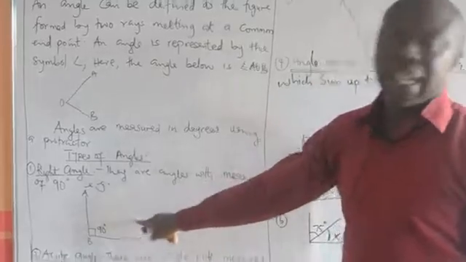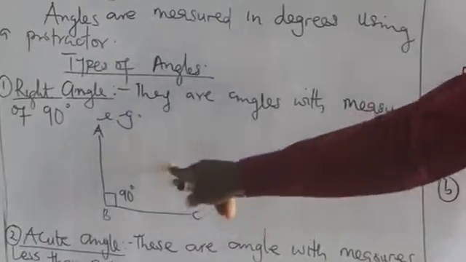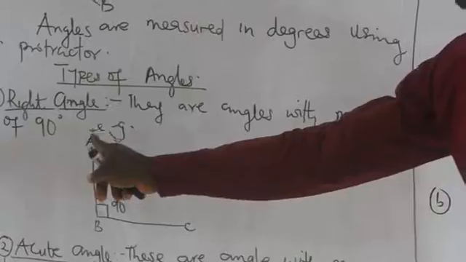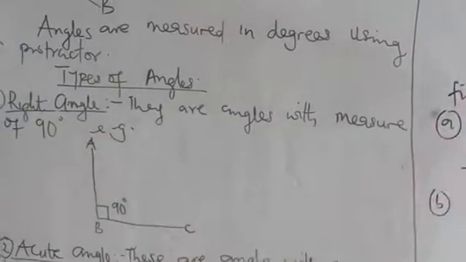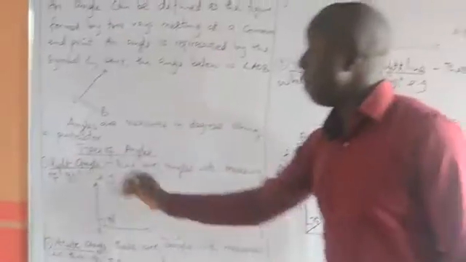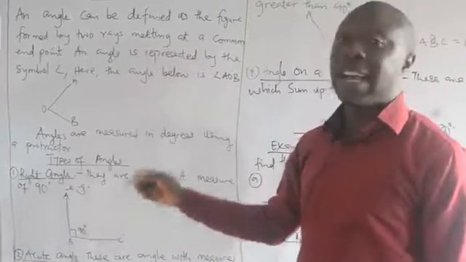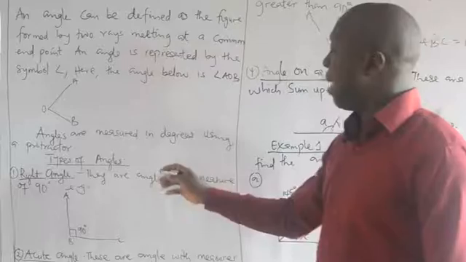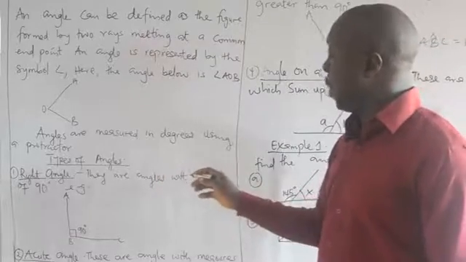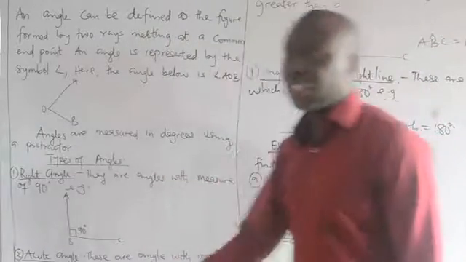This is a good example of a right angle. Angle ABC is a right angle, and right angles are angles with measures of 90 degrees.